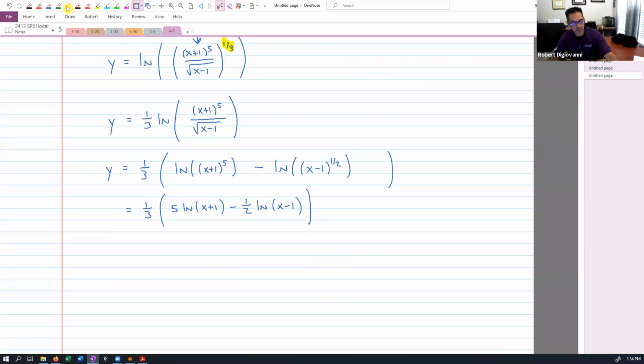So that was the property that the 5 can pop out, and the half can pop out. Before I take the derivative, I still haven't taken the derivative, I'm going to go ahead and distribute the 1/3 through. So I get 5/3 natural log of x plus 1 minus 1/6 natural log of x minus 1.